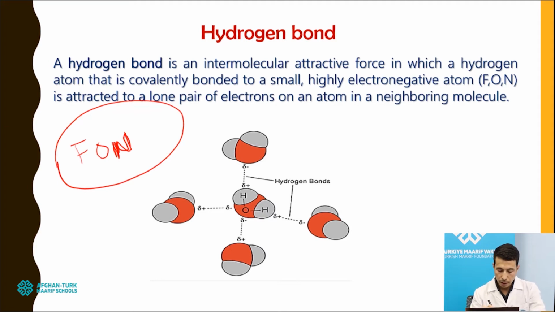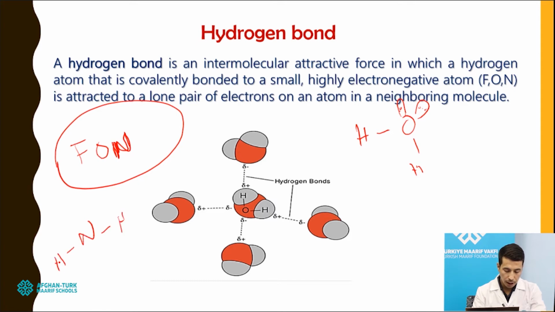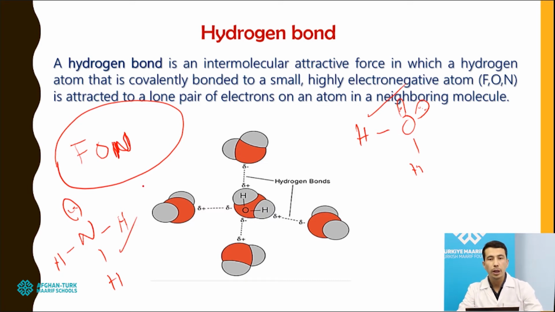The example is the water molecule: hydrogen is bonded with oxygen, and oxygen has two lone pairs. Let me tell you another example. In ammonia, hydrogen is bonded to nitrogen, and there is one lone pair. These molecules will have hydrogen bonding, a kind of intermolecular force between the individual molecules.